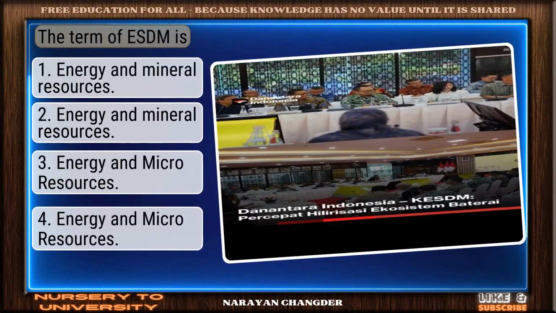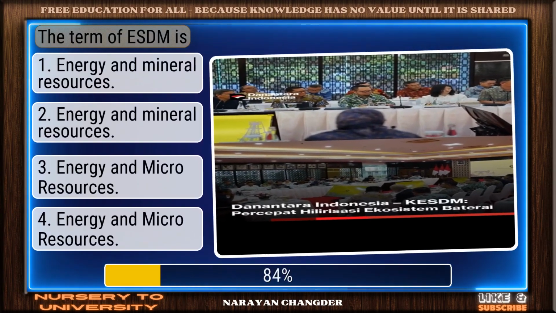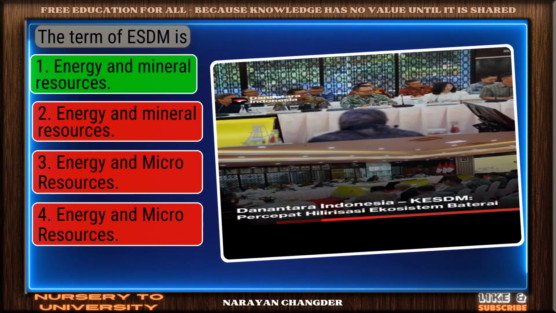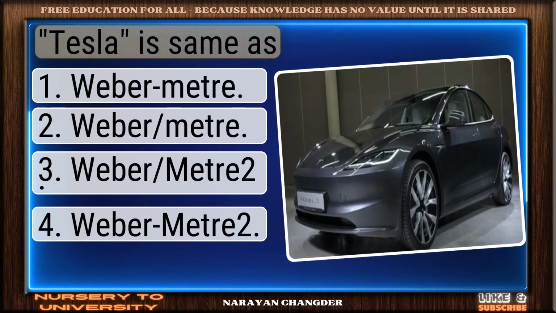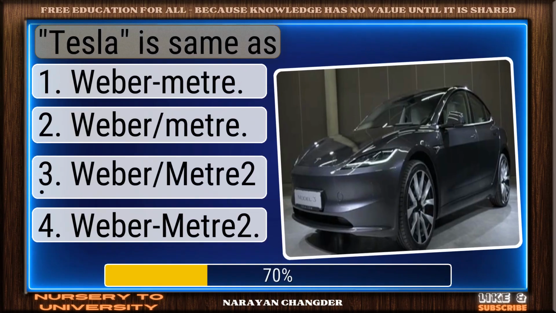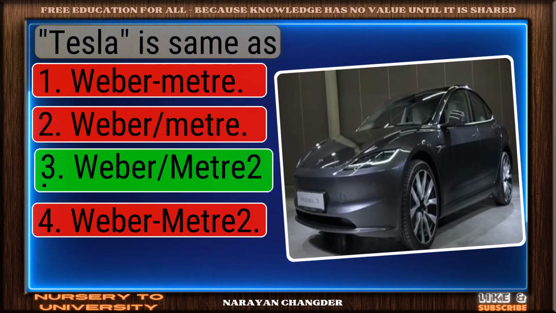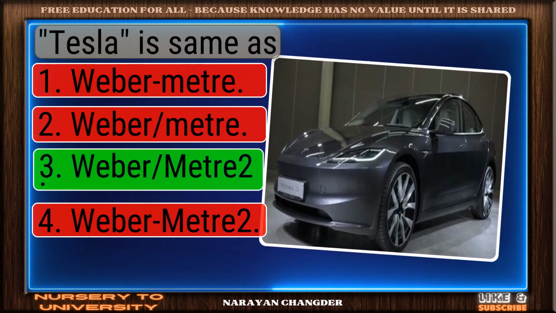The term of ESTIM is. Solid response. Energy and mineral resources is a valid choice. Tesla is same as. You chose Weber per meter squared, and it is correct.